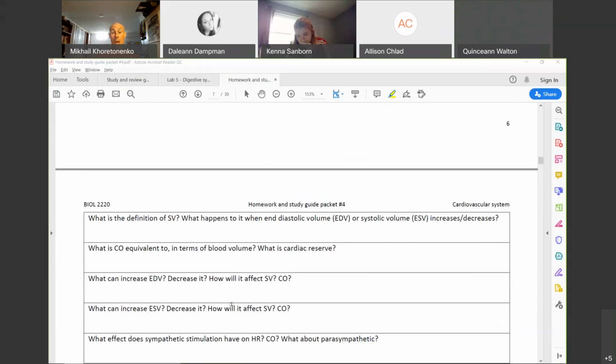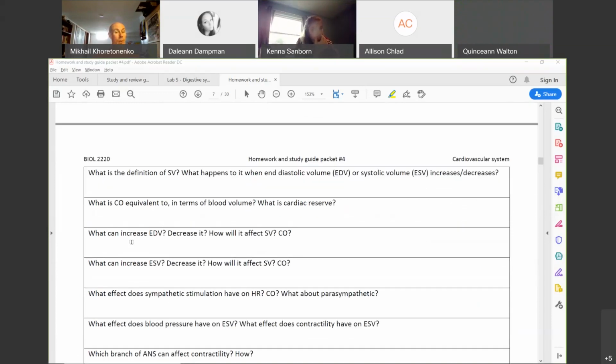Okay, we got this one. Cardiac reserve, the difference between the amount of blood that heart can pump during athletic activity and the cardiac output at rest. What can increase EDV? EDV can be increased by increased preload and increased contractility. You need to know what's going to happen to cardiac output and stroke volume if EDV or ESV increased or decreased. That's what we just answered here.